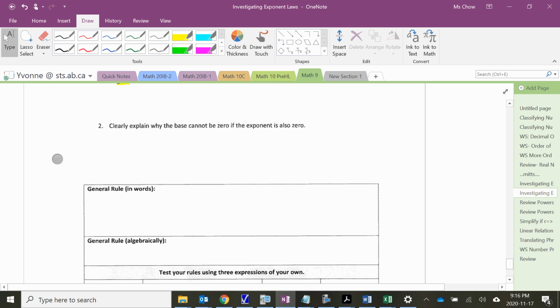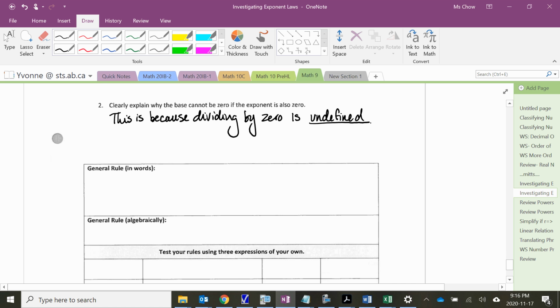So, clearly explain why the base cannot be 0 if the exponent is 0. This is because dividing by 0 is undefined. And so if you were to put that into your calculator, anything divided by 0, 7 divided by 0, 0 divided by 0, your calculator will tell you that it is an error. So dividing by 0, but formally, mathematically, we call it undefined.